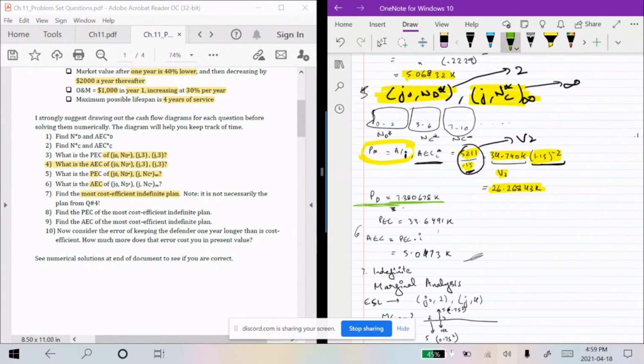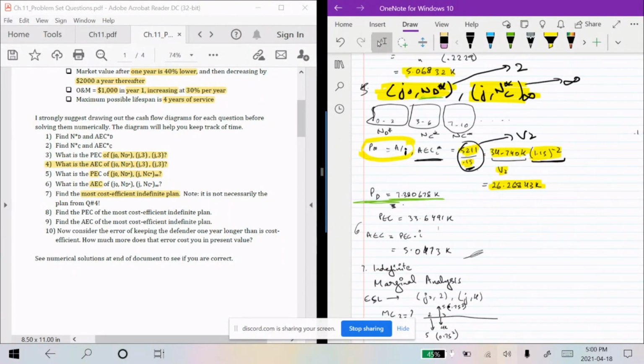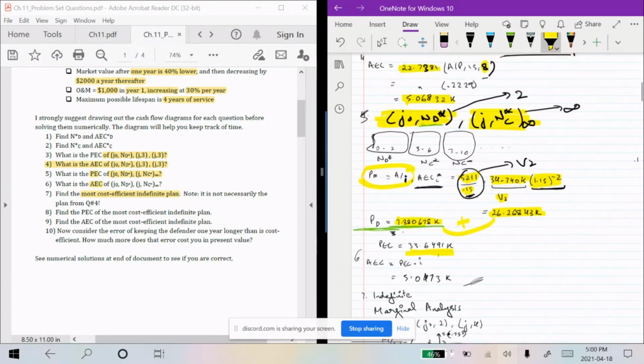Present cost of the Defender while using the estimated service life. You have this and you have this. You just add them and you get 33,649 as your present equivalent cost of this plan that they gave in question number 5. All right.